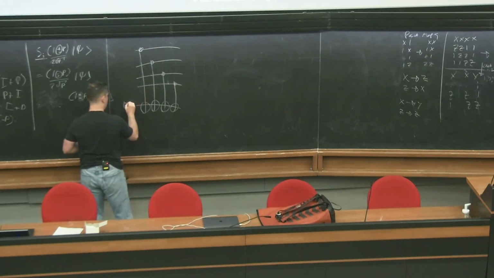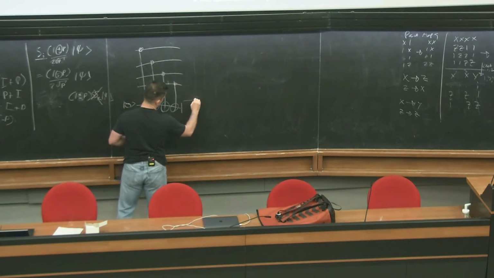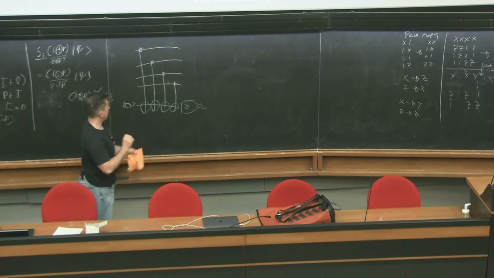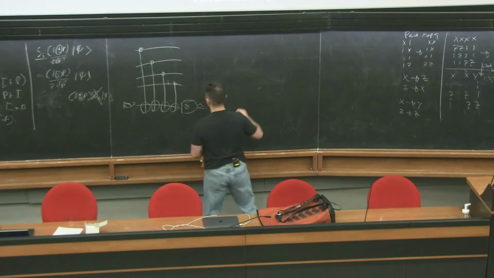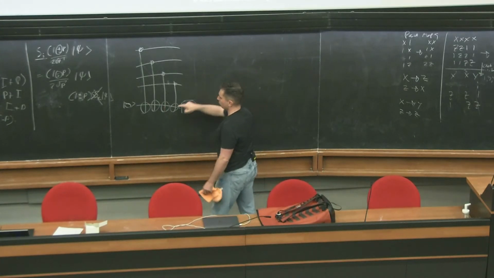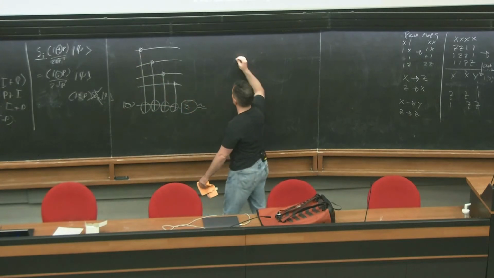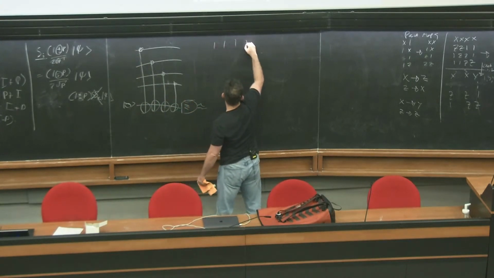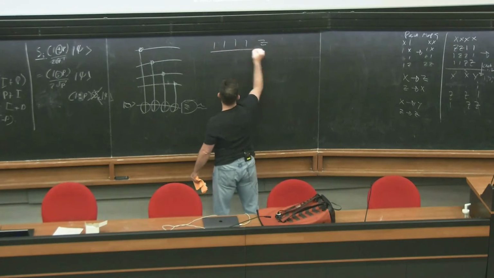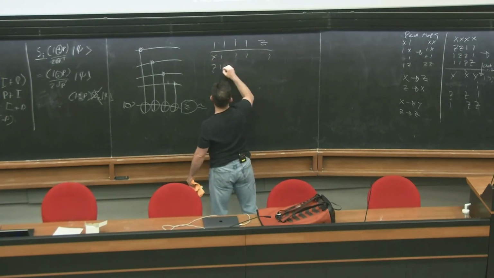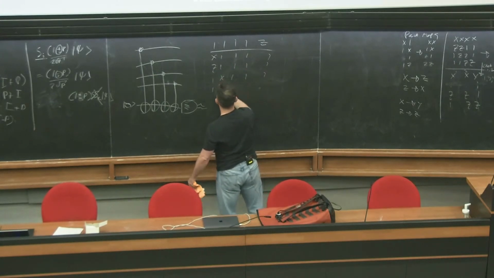I put a 0 state in. I do a Z measurement at the end. Right, so my initial stabilizer tableau is going to have one stabilizer and then 4 logical qubits. So I'm going to have I, Z, X, I, Z, I, X, I, Z.